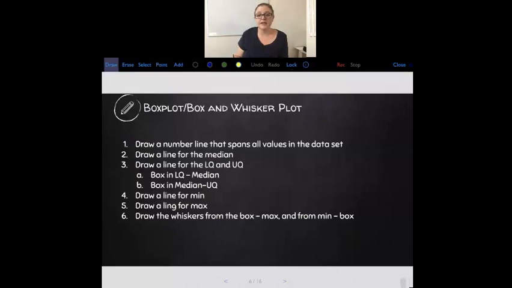Okay. So making a box and whisker plot. You can make a box plot or a box and whisker plot using the 5-number summary. In fact, that is what you use. There are some steps here, and then I'll demonstrate this on the next slide.